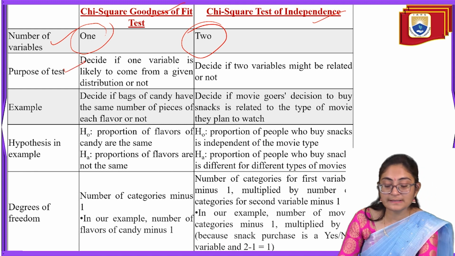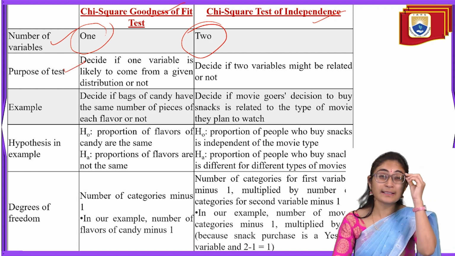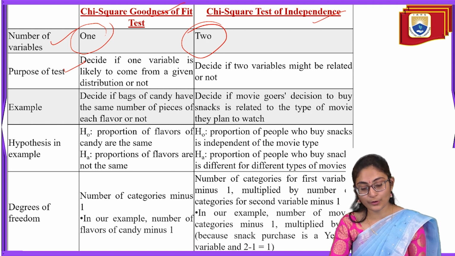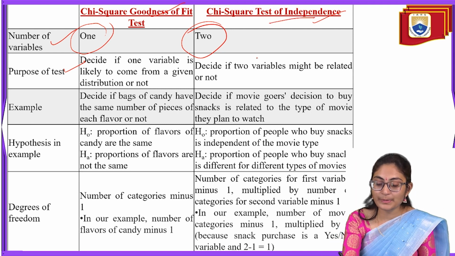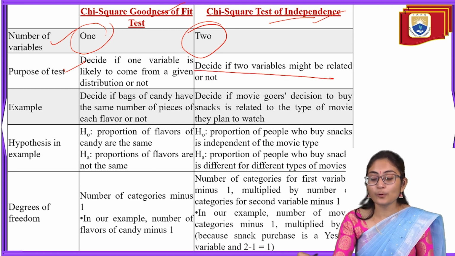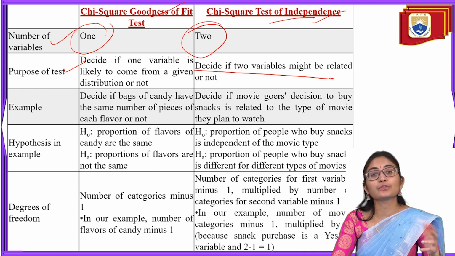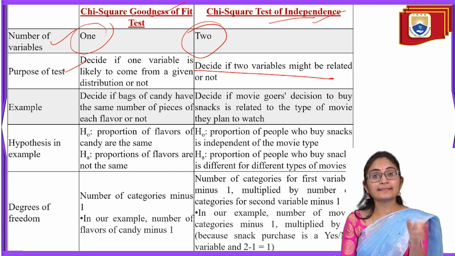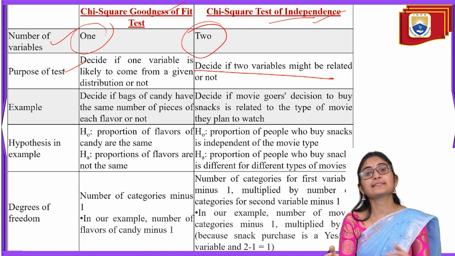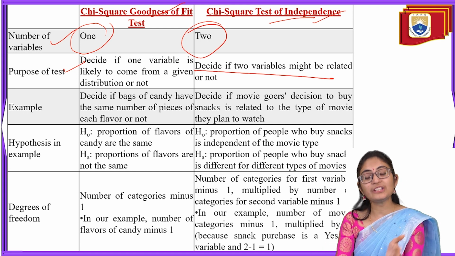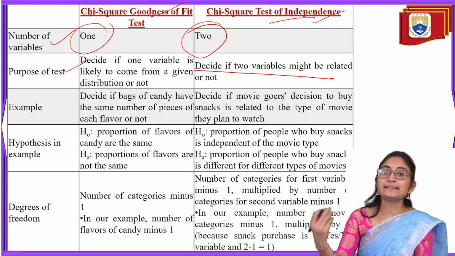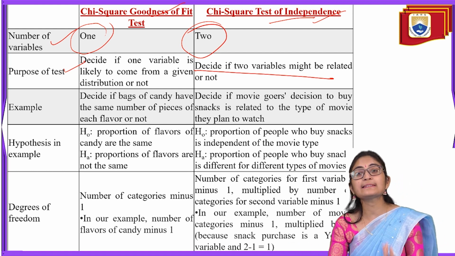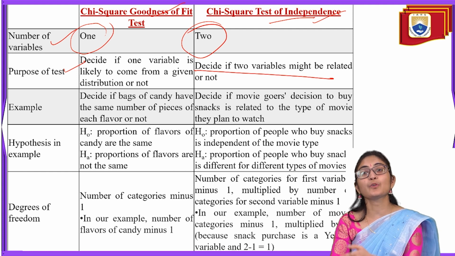What is the purpose of the chi-square goodness of fit test? It will decide if one variable is likely to come from a given distribution or not. And the chi-square test of independence decides if two variables might be related or not. We will take one example of the goodness of fit test: decide if bags of candy have the same number of pieces of each flavor or not. And in independence: decide if a movie-goer's decision to buy a snack is related to the type of movie they plan to watch.